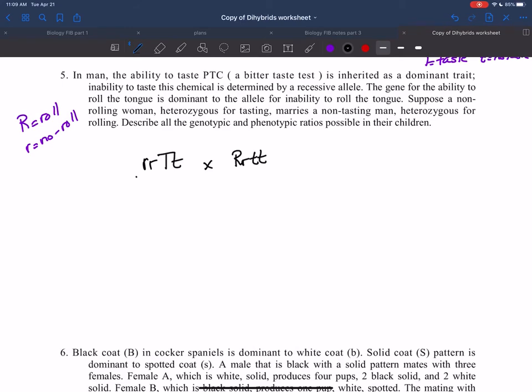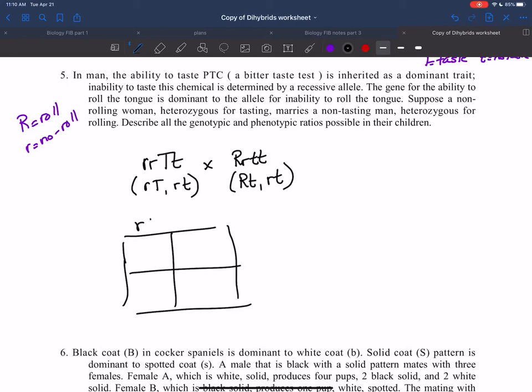So again, I'm going to have to figure out what my gametes are. This parent can give little r big T and little r little t. This parent can give big R big T and little r little t. So now when I'm making my Punnett square, I have two possibilities for each parent. Here goes one, and there goes the other. So big R, big T, little t, big R, little r, two little t's.